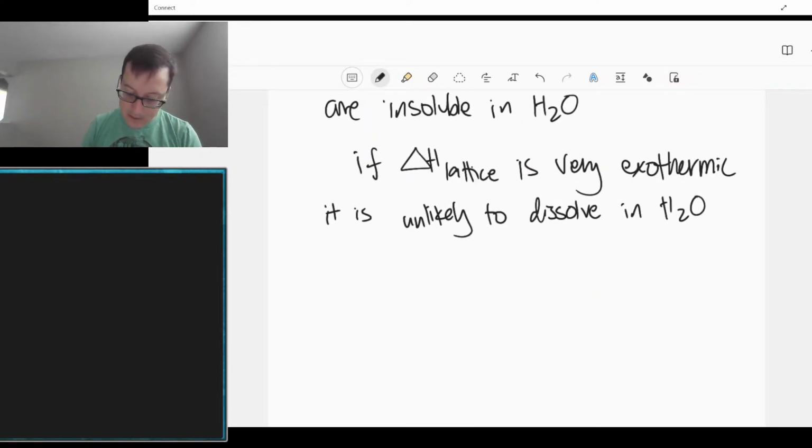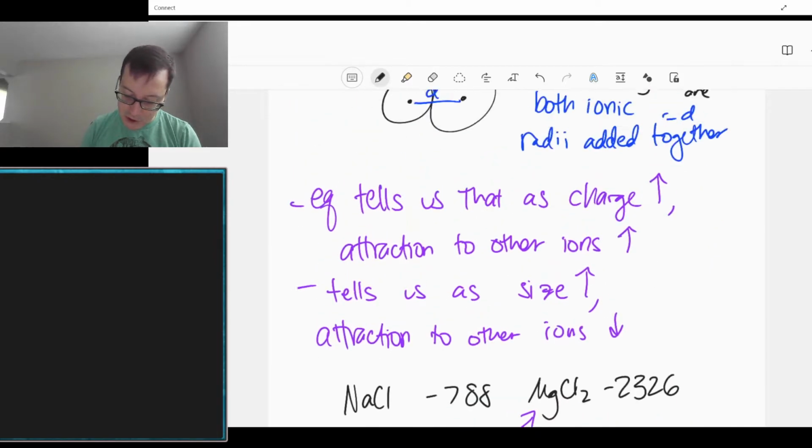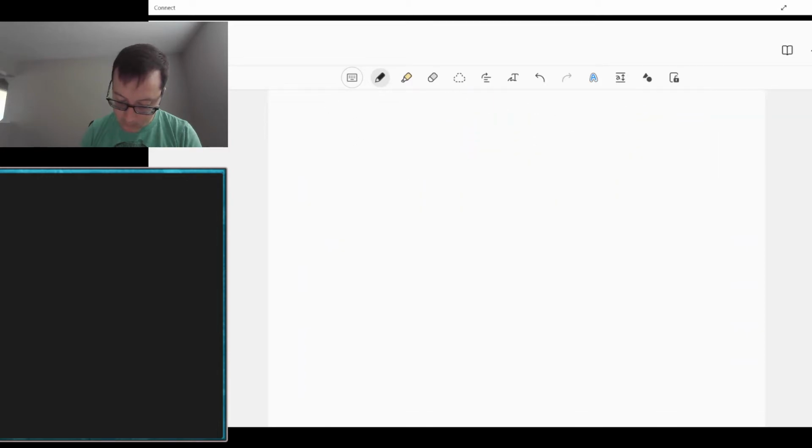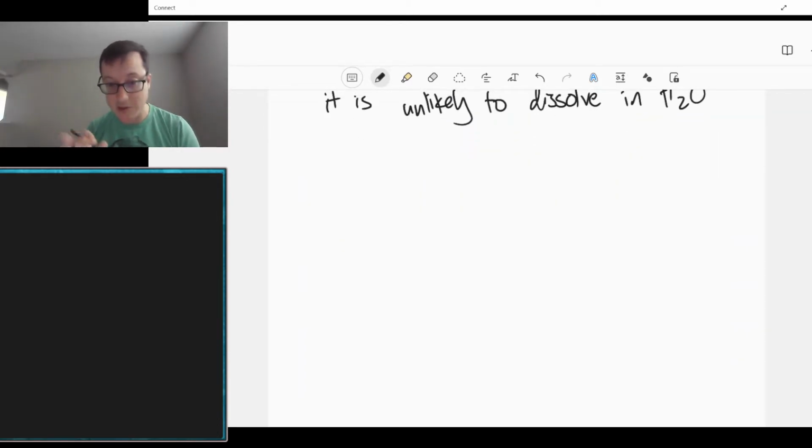Alrighty. Don't forget this relationship either, by the way, this idea of charge and size. This will be important later when we talk about bond polarity. All right, so don't forget this kind of equation. Again, we're never going to use that equation mathematically speaking, but it's important that we understand the relationships there.